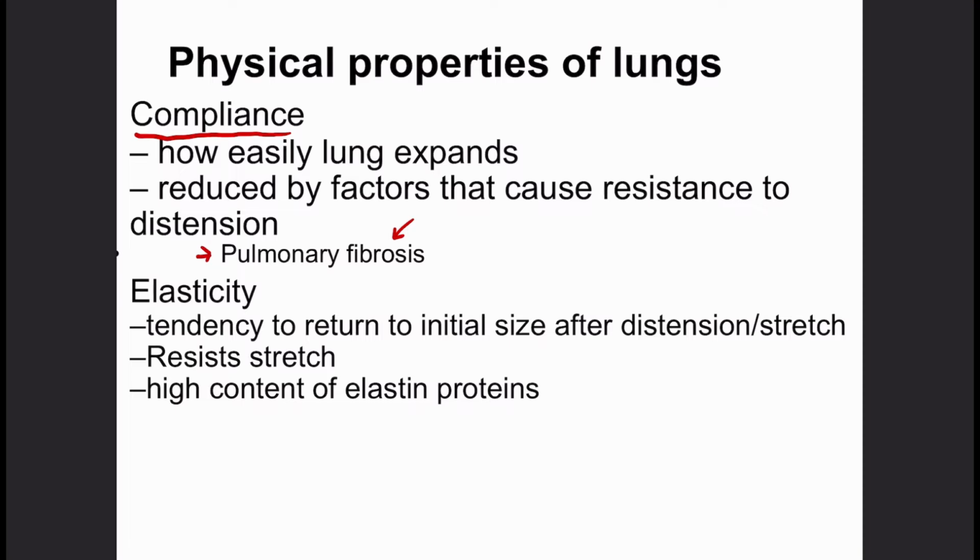Another property would be elasticity. Elasticity, like an elastic band, like a rubber band, is not only the capability to stretch, but then the capability to return to its original shape after stretch. And so this allows for resistance of stretch. And to do this, we have to have a lot of elastin fibers, which are found in our connective tissue.